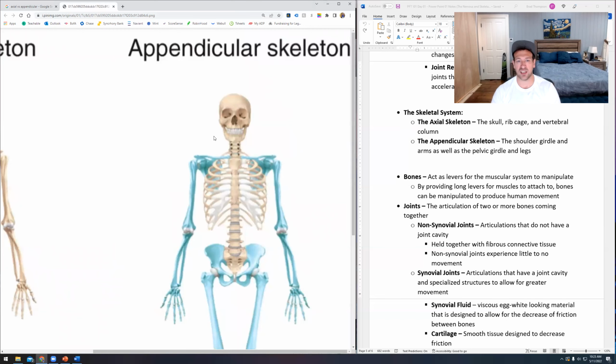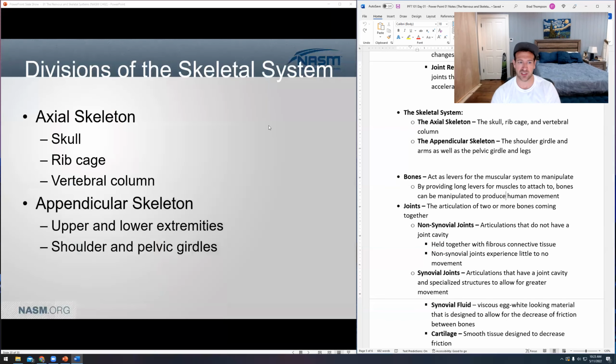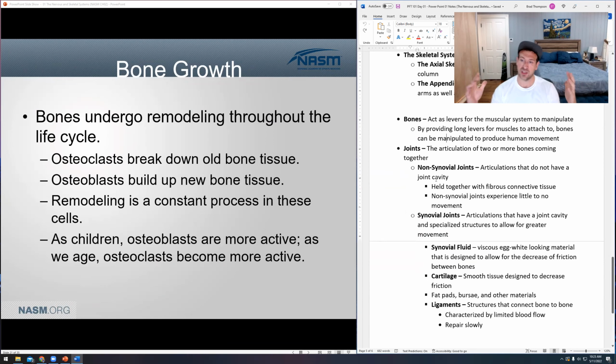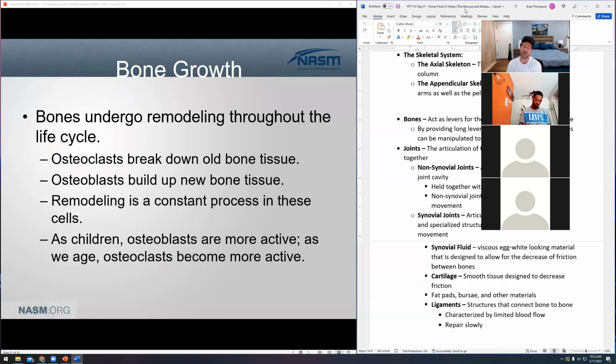Now, like I said, when we're talking about our skeletal system, obviously we are talking about bones, right? Bones are these big long levers that your muscular system gets to manipulate. Now, make no mistake, a lot of people give bones credit for being calcium. It's like your bones are made of calcium.